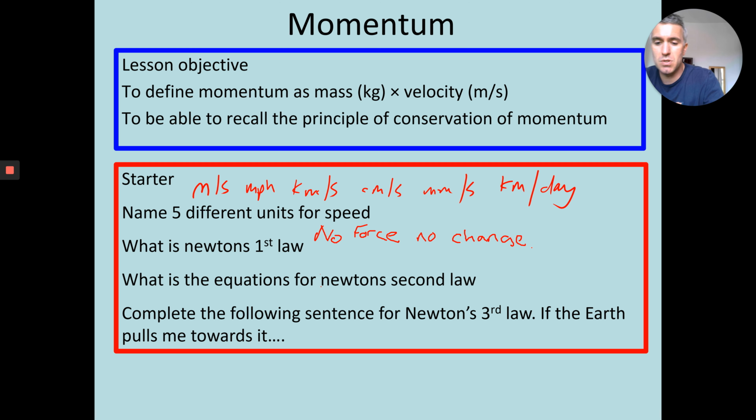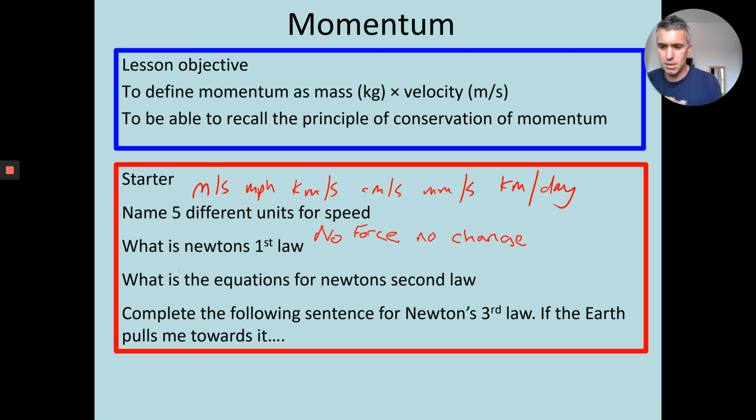What is the equation for Newton's second law? F equals ma is Newton's second law. And I'll complete the following sentence for Newton's third law. If the Earth pulls me towards it, I will then pull the Earth towards me. That's gravity. That's just some gravitational attraction.